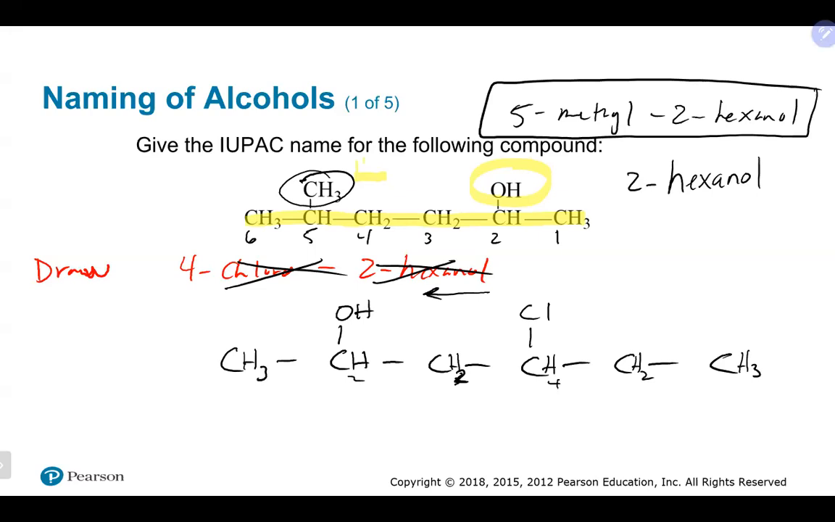Yeah, it would be incorrect because in this case, the alcohol group, the OH, has priority in terms of numbering, just like the double bond and triple bond take priority as to which way you go. So pretty much always, if there's a functional group and you need to give it a number, it takes the priority in numbering. They should always be the smallest. Yeah. Other questions?